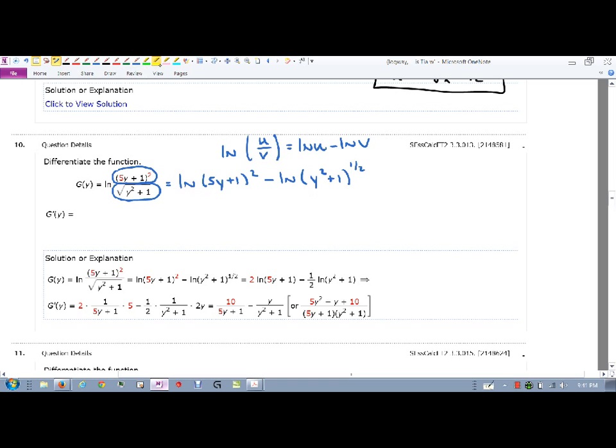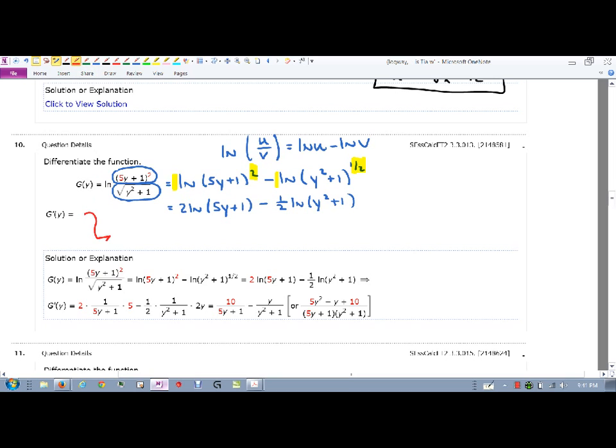Now I'm going to use the property. I can take this power and drop it out front. Take this power, drop it out front. So I will have 2 natural log 5y plus 1, then minus 1 half natural log y squared plus 1. Now I'm ready for a derivative.